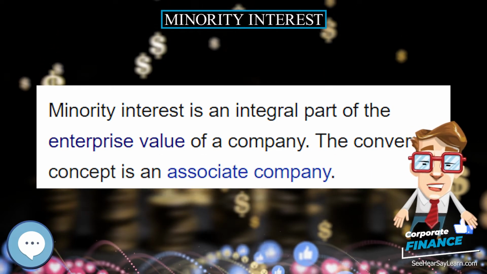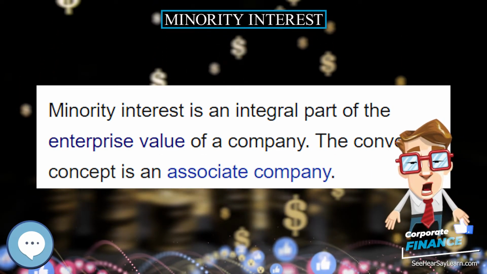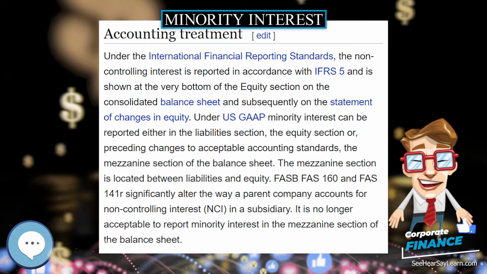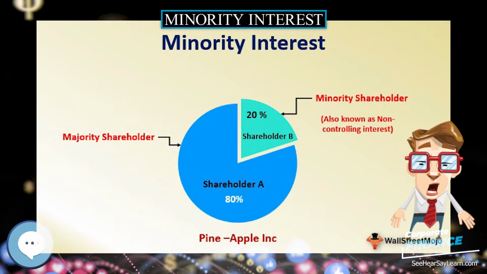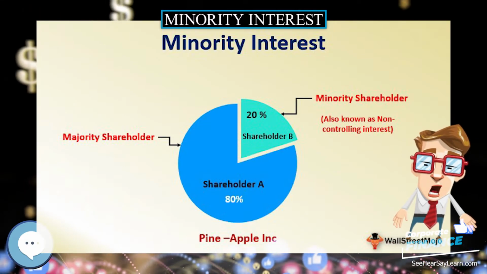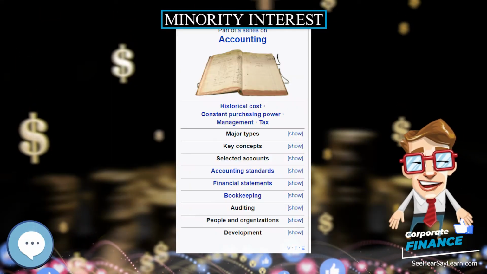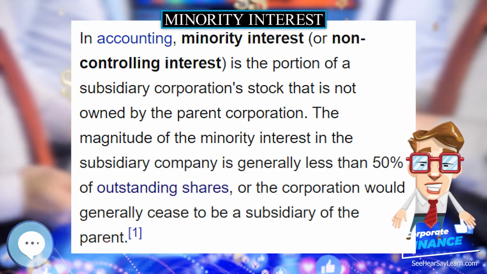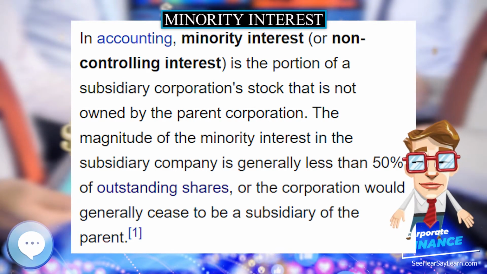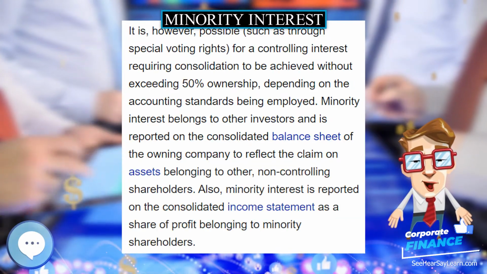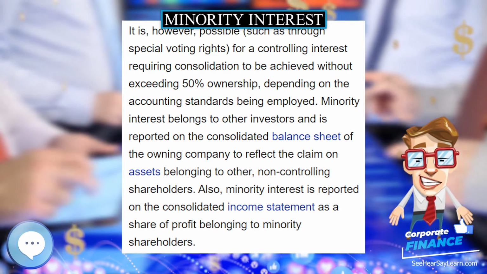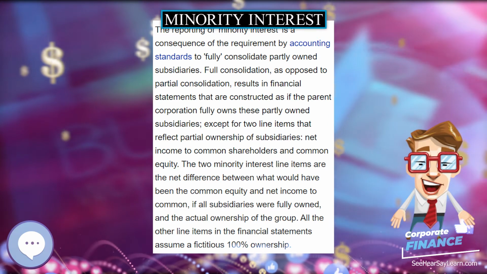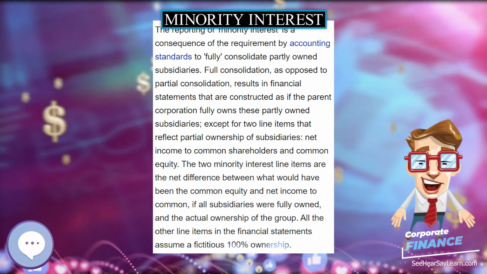It is, however, possible, such as through special voting rights, for a controlling interest requiring consolidation to be achieved without exceeding 50% ownership, depending on the accounting standards being employed. Minority interest belongs to other investors and is reported on the consolidated balance sheet of the owning company to reflect the claim on assets belonging to other, non-controlling shareholders. Also, minority interest is reported on the consolidated income statement as a share of profit belonging to minority shareholders.